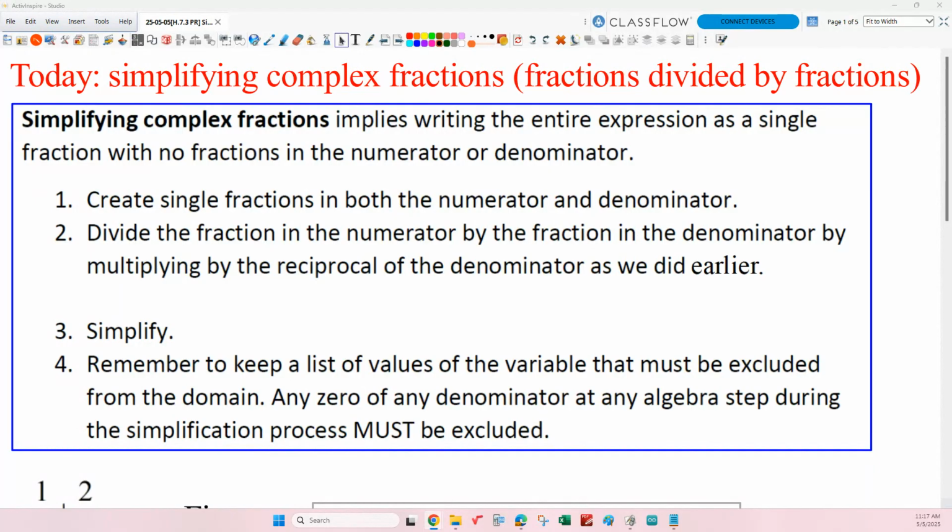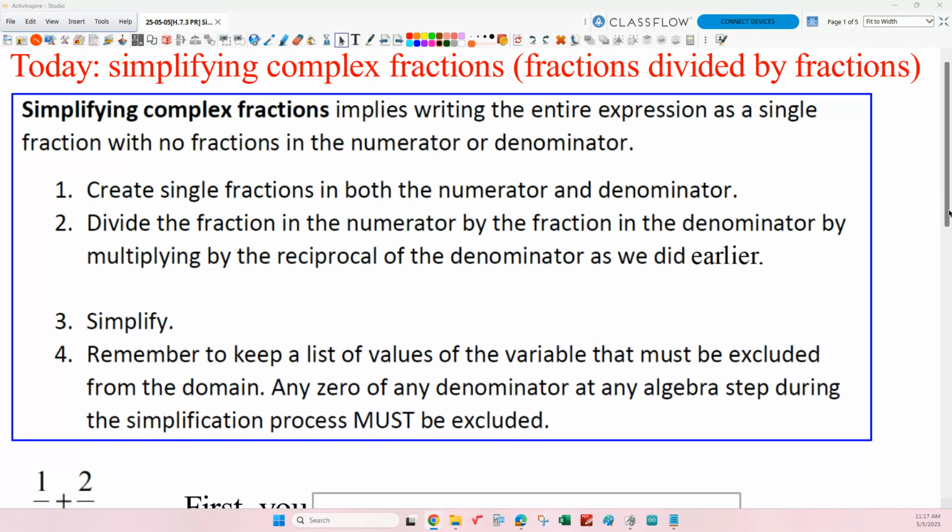Last week we talked about when there was a fraction over a fraction, but now we have multiple fractions. So if we go down the list, we will create single fractions in both the numerator and the denominator. That'd be adding fractions or subtracting fractions. Then we'd divide the fraction in the numerator by the fraction in the denominator. So keep it, change it, flip it. Simplify, and remember to always find the values that we have to exclude. How are we feeling about the list so far? We'll get into some examples.